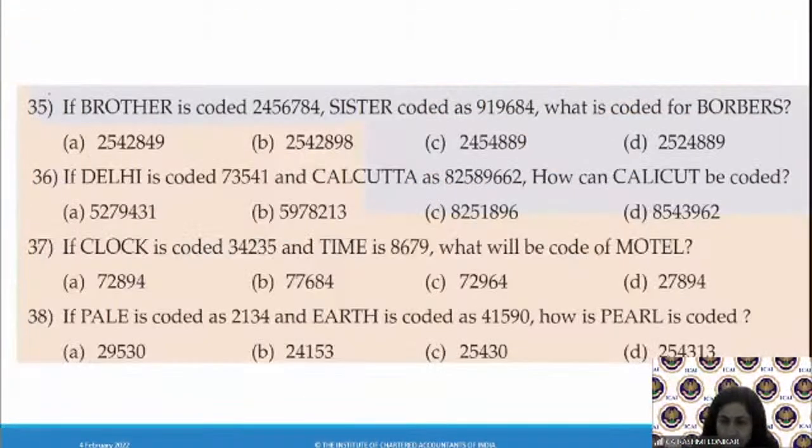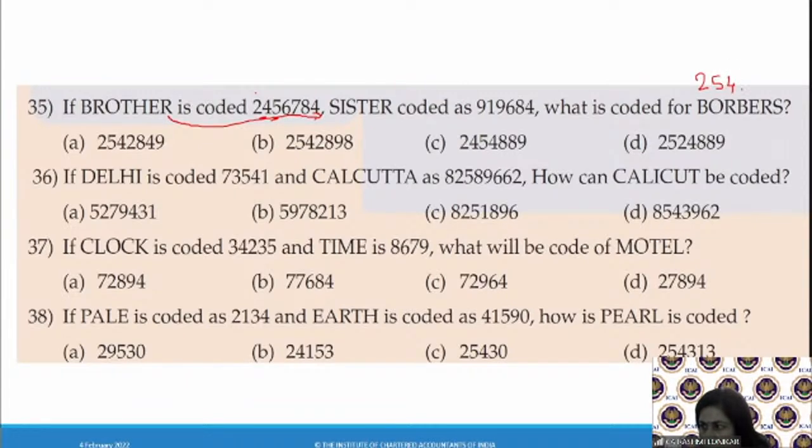Okay. Now, if brother is coded as 2456784, what is sister coded as? Now here, instead of writing for everything, I will just check. What is the code for B? From here, B is standing for 2. Okay, B is 2. So I will write 2. O is how much? Third letter. 1, 2, 3. It is 5. For R it is 4. And I can verify. R here is 4 and R here is also 4.